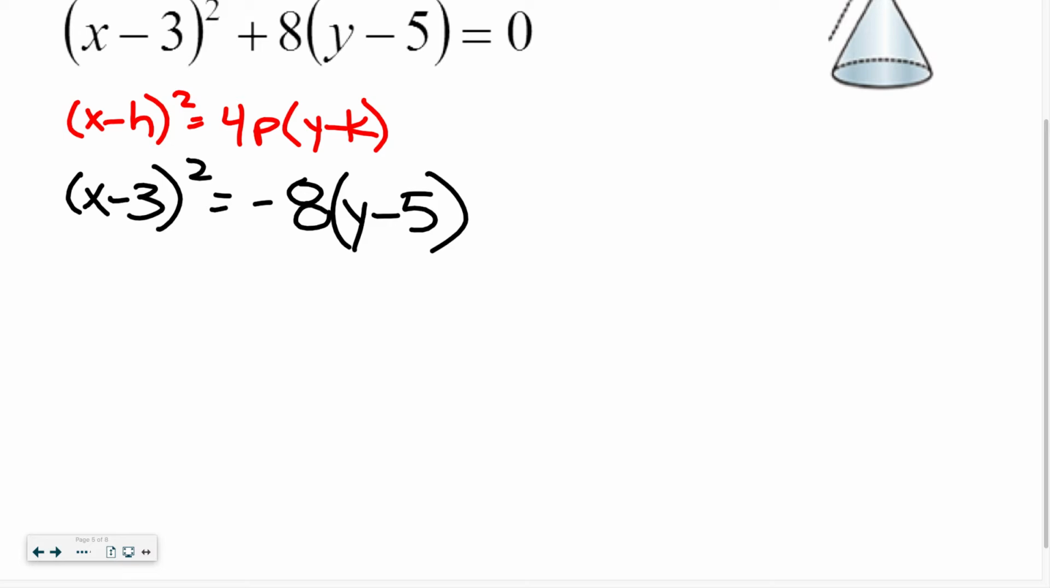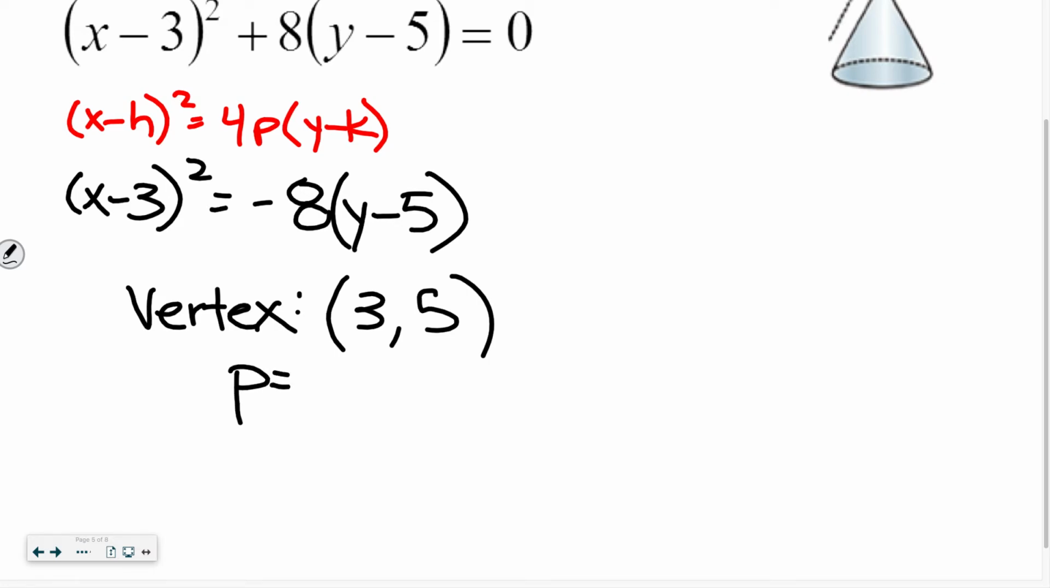Okay, well, this is easy. What's my vertex, h, k? What's that? 3, 5. Excellent. What's my p-value? 4p is equal to negative 8. Therefore, p is equal to negative 2. And that's a directed distance. It will either go down or left. Because this is an x minus h squared, I should be going up or down. So now it's negative, so it's going down.